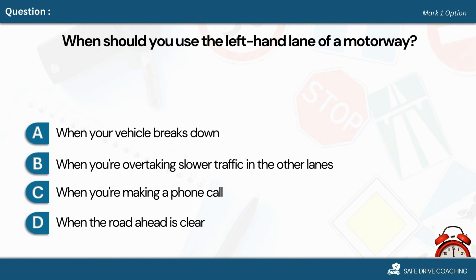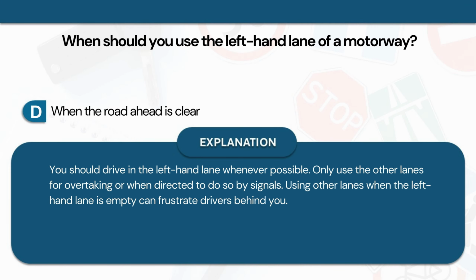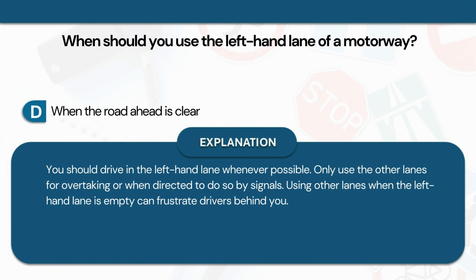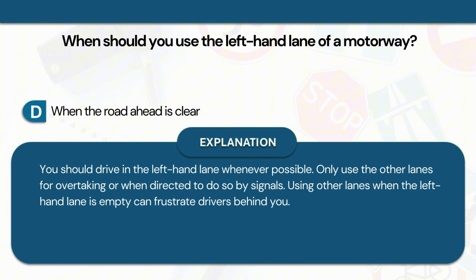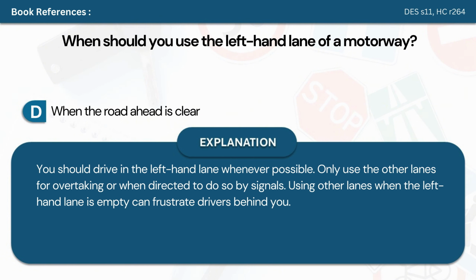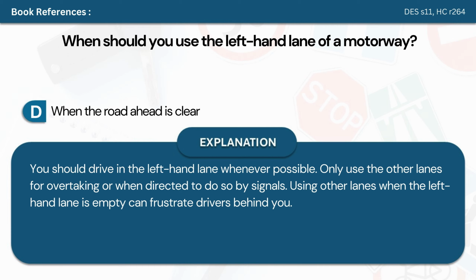The correct answer is D. When the road ahead is clear. You should drive in the left-hand lane whenever possible. Only use the other lanes for overtaking or when directed to do so by signals. Using other lanes when the left-hand lane is empty can frustrate drivers behind you.